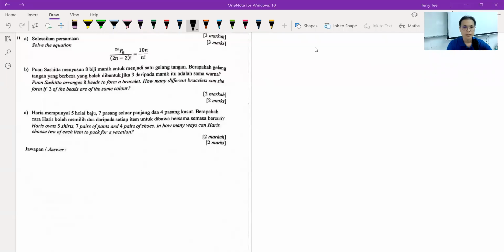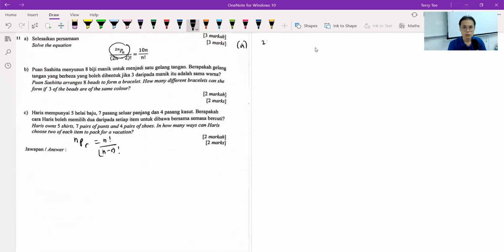Okay, question number 11. This is from the chapter Permutation and Combination. But the first part is basically using the formula for nPr. Just so you know, nPr, the formula is given as n factorial over n minus r factorial. So if you want to solve this equation, that means you're finding n, we need to apply this formula to this.